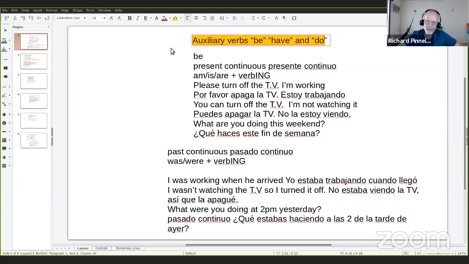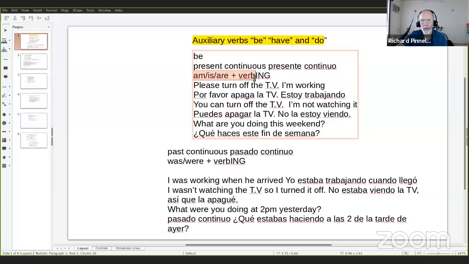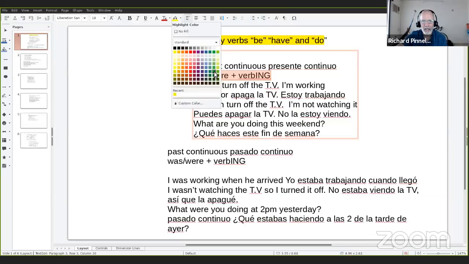Vamos a empezar con el verbo be. Usamos el verbo be en varios tiempos, pero en esta clase solo vamos a ver el presente continuo y el pasado continuo, dos tiempos que hemos visto antes. ¿Y cómo se forman esos tiempos? Primero, el presente continuo, o present continuous. Se forma usando el verbo be en el presente, que tiene tres formas, am, is y are, más el verbo principal con ing, que en inglés se llama el presente participio, pero en español se llama el gerundio.